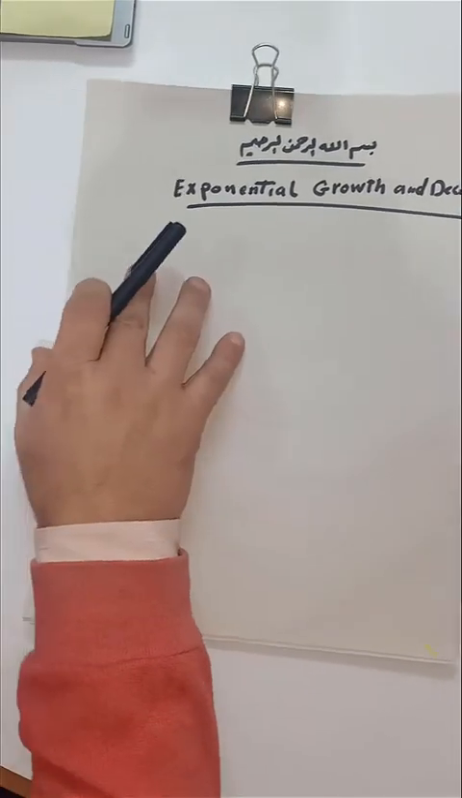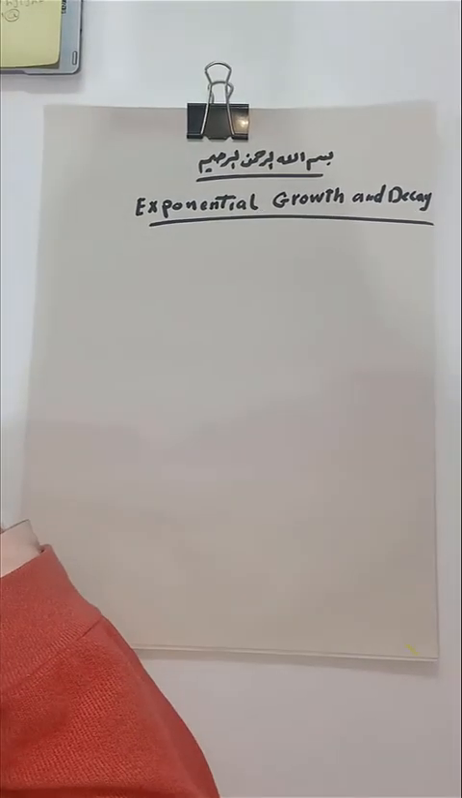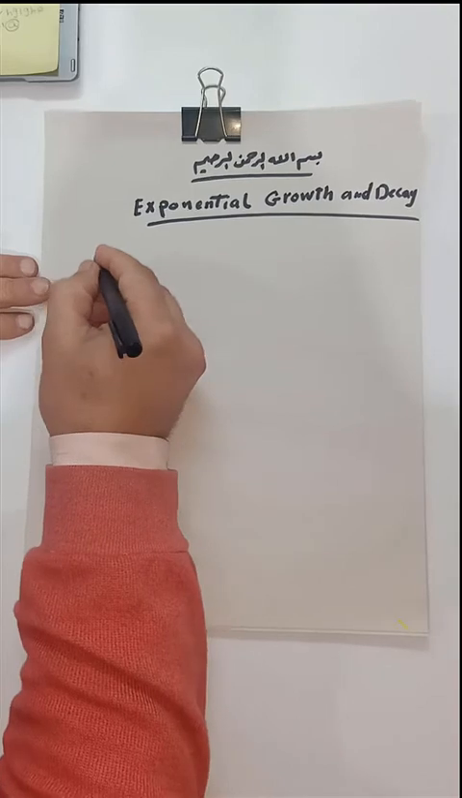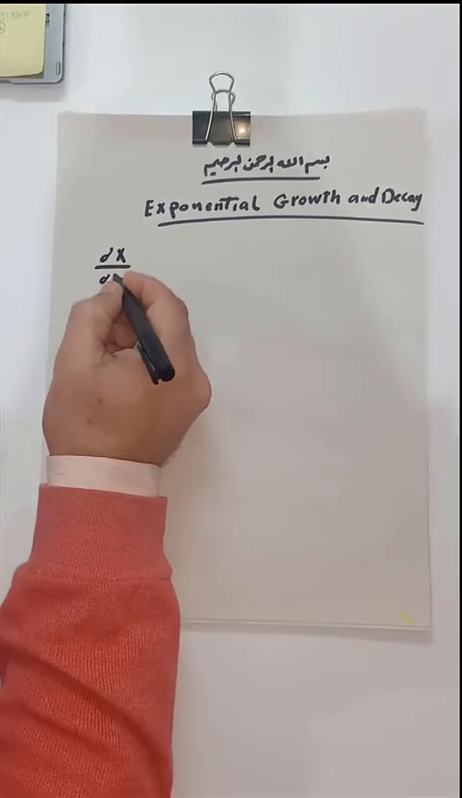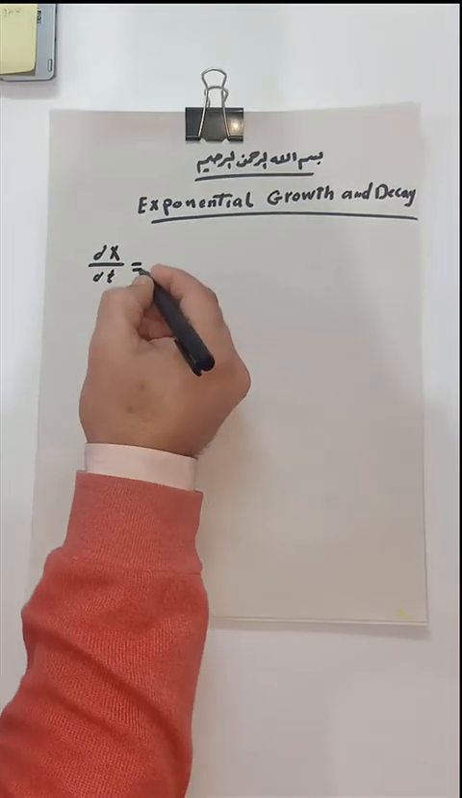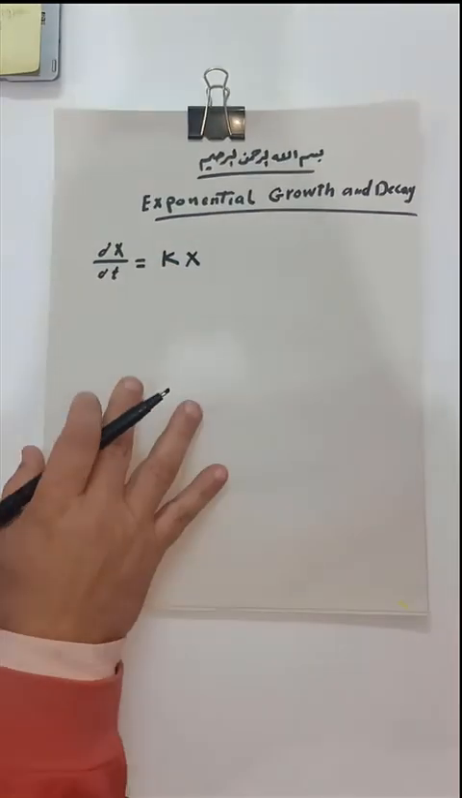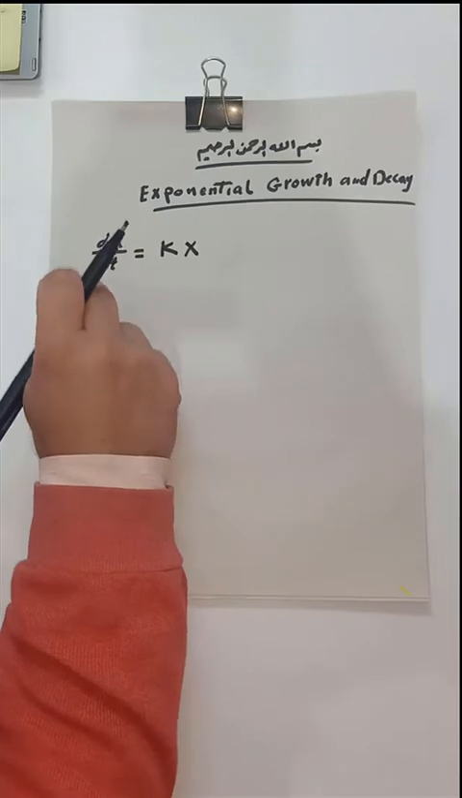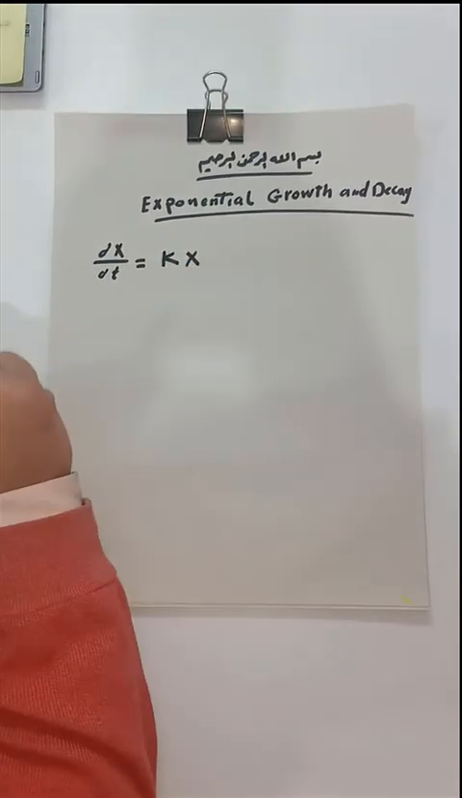Our lesson today is about exponential growth and decay. Exponential growth means if we have the rate of change of x with respect to time t equals a constant k times x, the initial value of x. So the rate of change depends on the value of x.